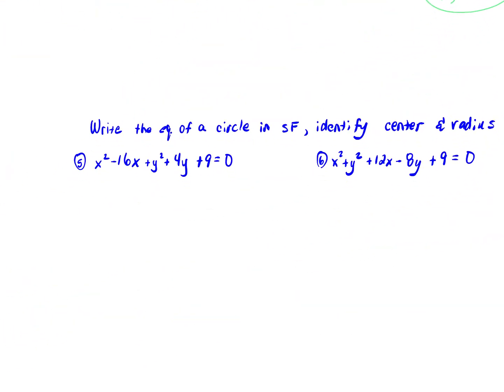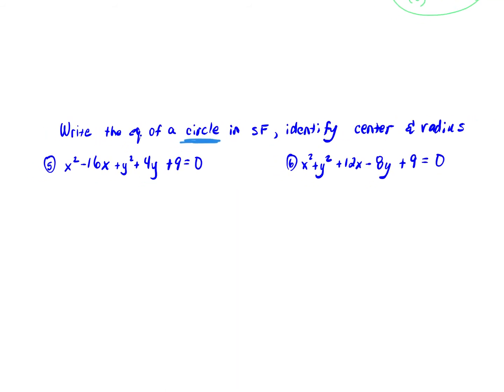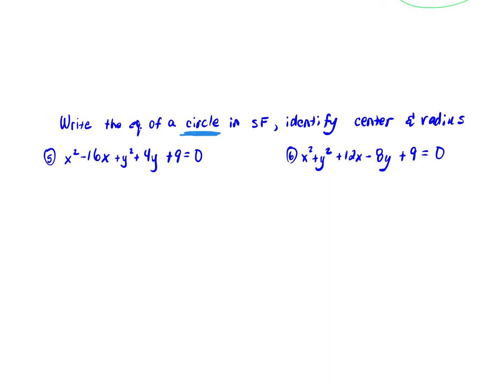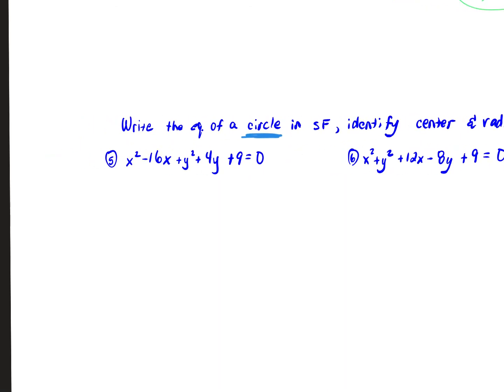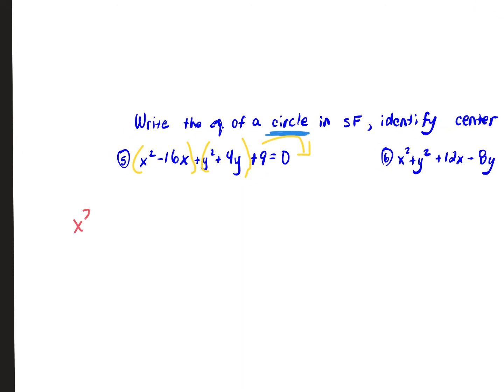Obviously, our equation of our circle is not written in standard form. I know this is an equation of a circle because it says it right here. We have to find our equation written in standard form, then identify the center and the radius. So the first thing I'm going to do is group my x's together and my y's. So here's my x's, here's my y's. All right, we're going to move this 9 to the other side because we're going to have to complete the square. So we have x squared minus 16x plus my box plus y squared plus 4y plus your box equals negative 9.